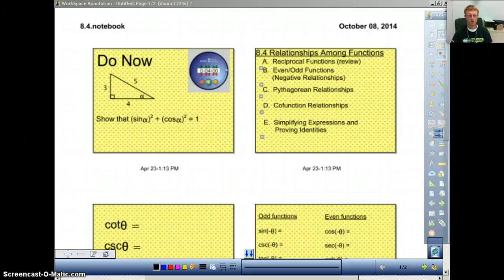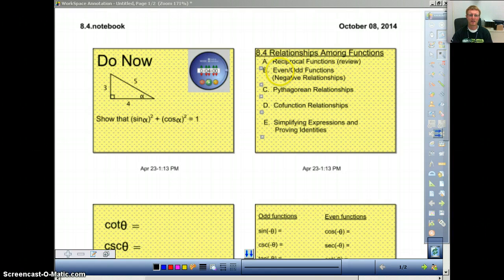All right, so this is 8.4 in trig, and what we're going to be moving on to here is we're going to talk about the relationships among the trig functions. We're going to spend a few days on this section. The first thing we're going to talk about is reciprocal functions, which is going to kind of be a review.